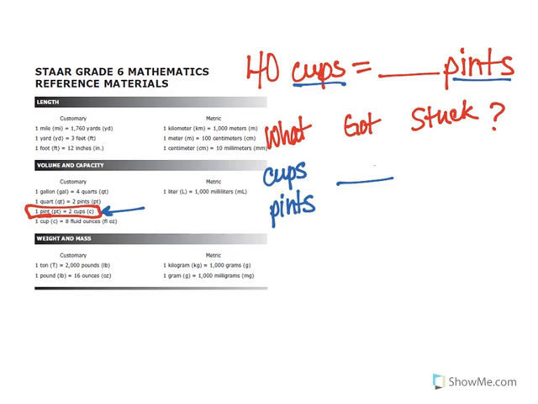Well, I know that 1 pint is 2 cups. Don't forget to put it in the correct order. 1 pint is 2 cups. Make sure you focus on your labels and put it in the correct spot.